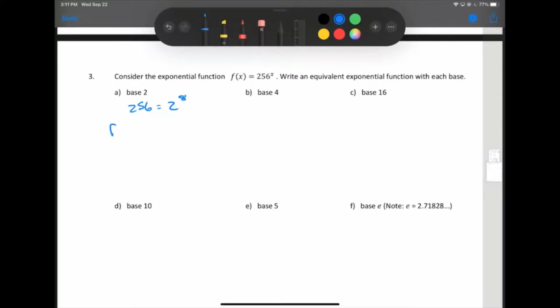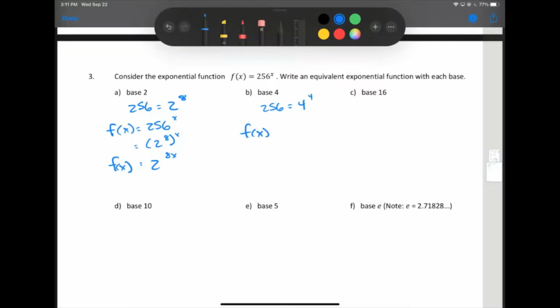So what that means is I could write f of x equals 256 to the x as 2 to the 8 to the x, or 2 to the 8x. So again, I've been able to change the base of an exponential function by just tweaking the exponent on it. The 256 had the exponent of x, the 2 has the exponent of 8x. Same trick for base 4. I can note that 256 is 4 to the exponent 4. Again, pulling out the fingers, we have 4, 16, 64, 256. So it's the 4th power.